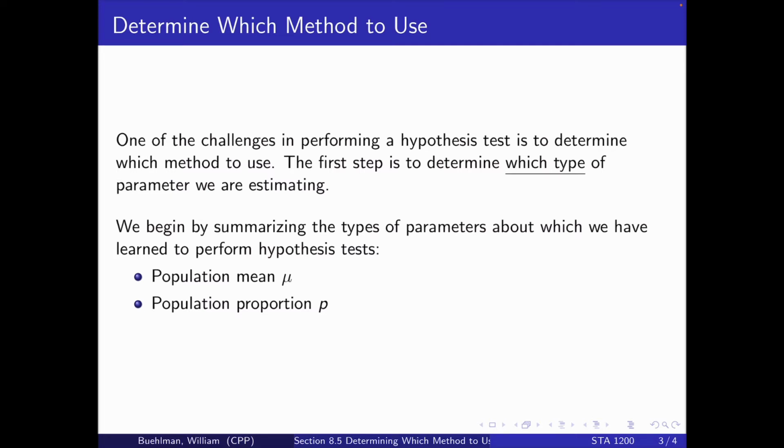The first step is to determine which type of parameter we are estimating. We begin by summarizing the types of parameters about which we have learned to perform hypothesis tests for: the population mean and the population proportion.